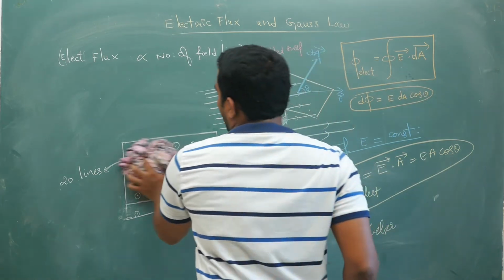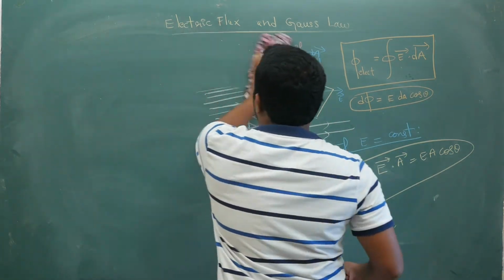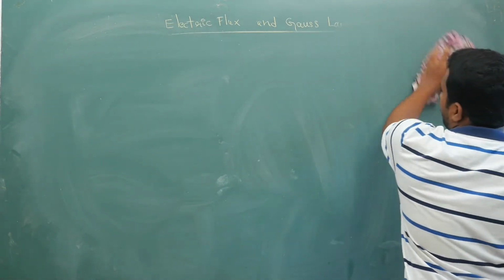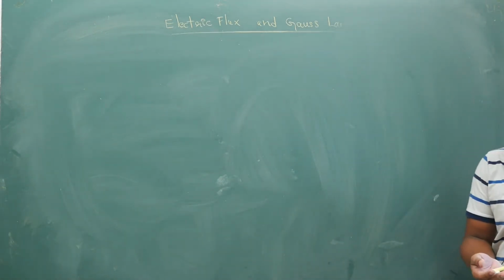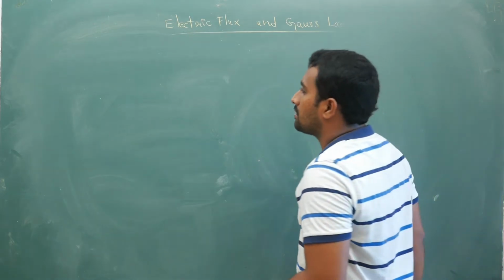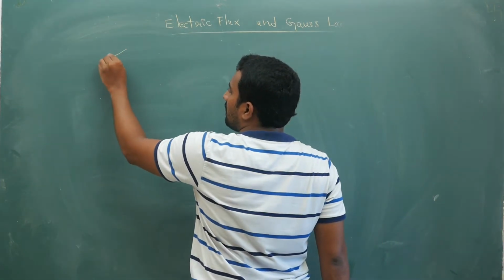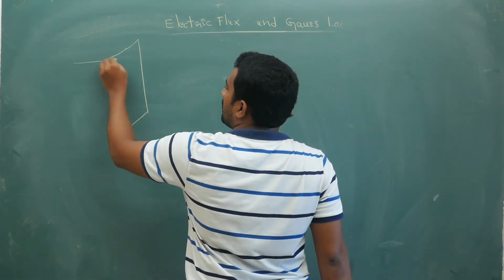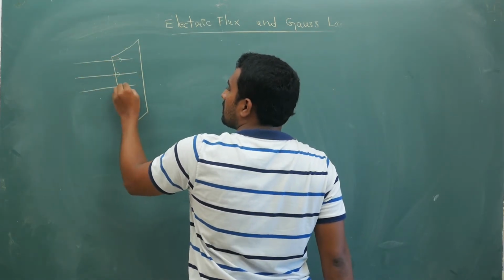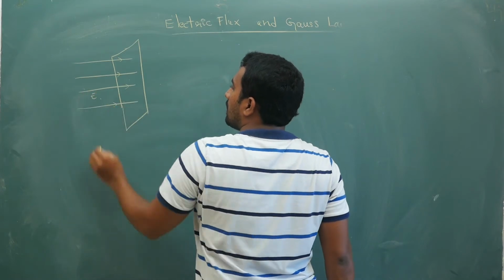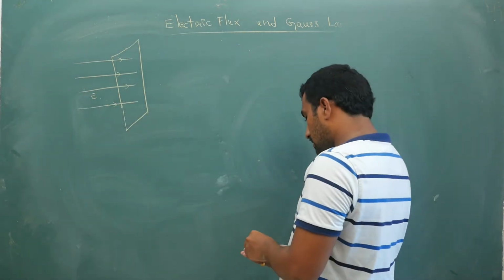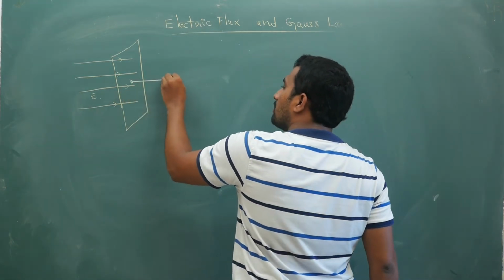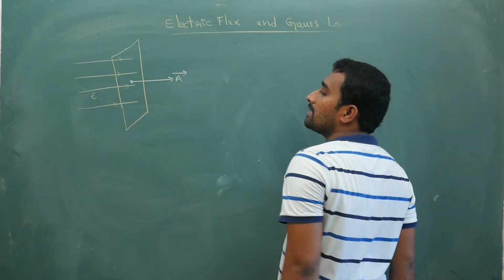Now here, if nothing is mentioned, consider uniform electric field. Now let us say there is a surface. First we will consider cases where uniform electric field is present. Let us say you have a surface like this and your field is E. Now in this case, what is your area vector? Your area vector will be perpendicular to the surface, it will be like this.